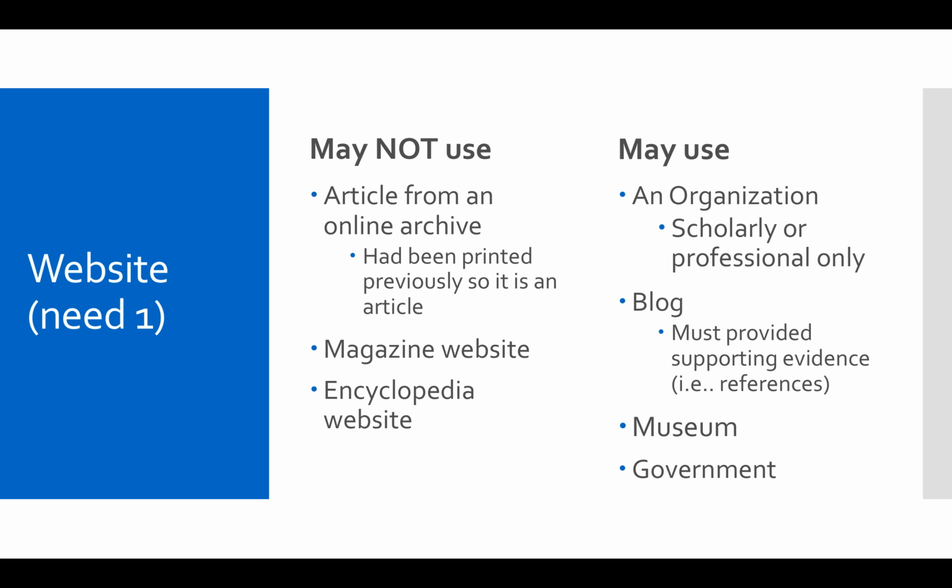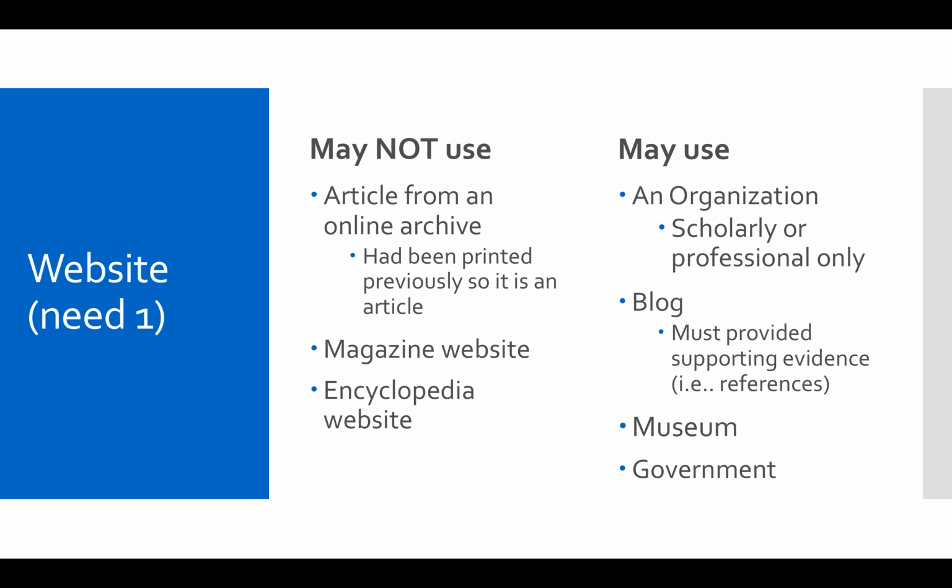You're going to need 1 website. So with the website, you cannot use an article from an online archive that has been printed previously, which means it's an article that goes into your article tab. So you also can't use a magazine website. So if you're thinking about Ebony, you can't use that magazine. So you've got to use something else. You also can't use an encyclopedia website, so no Wikipedia.